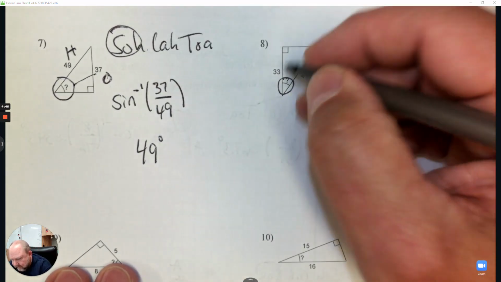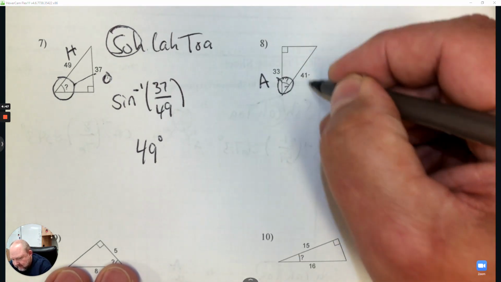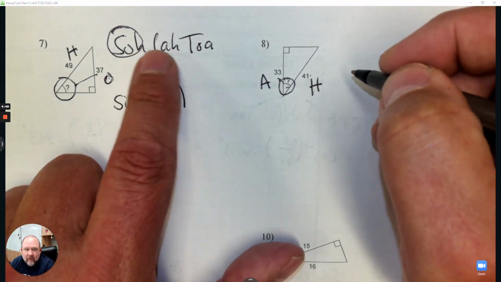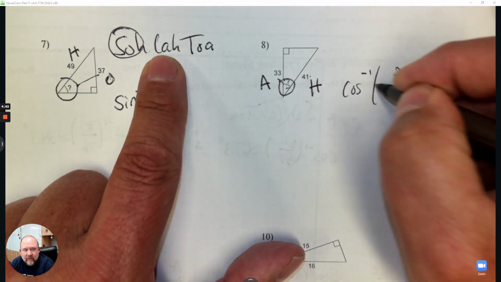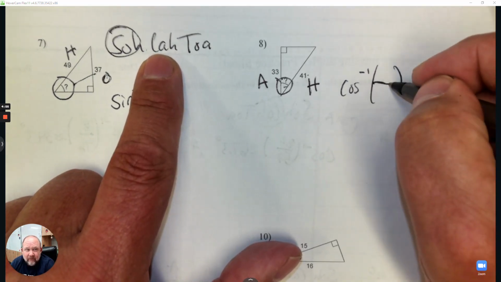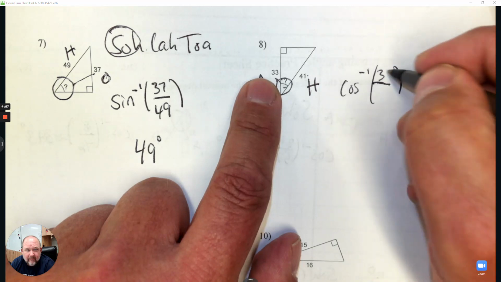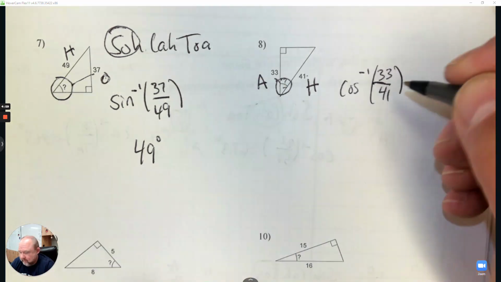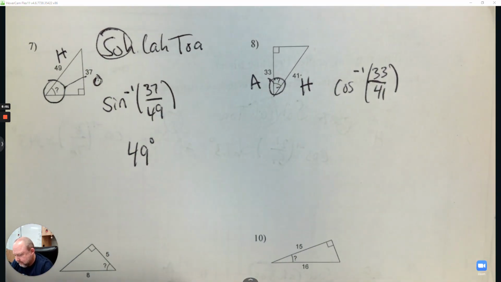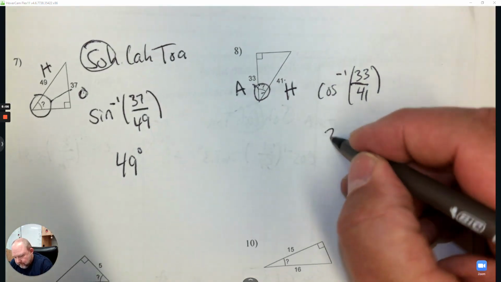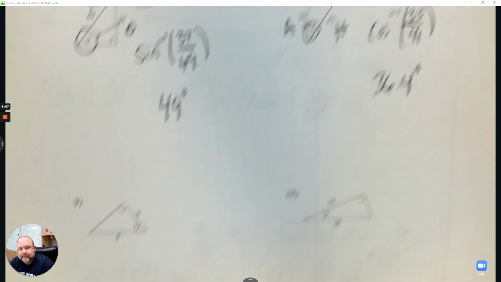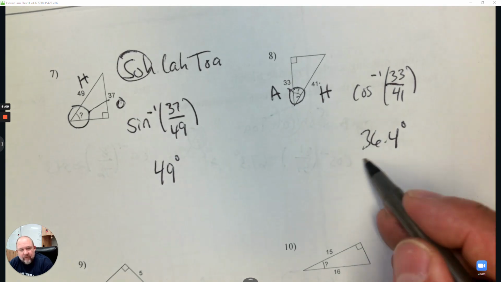Okay, try number 8. Circle the angle. That's adjacent, and that's hypotenuse. So adjacent and hypotenuse, that's the cosine. So when we find a missing angle, it's inverse cosine. It'll be 33 over 41. And then use your calculator. And that's 36.4.